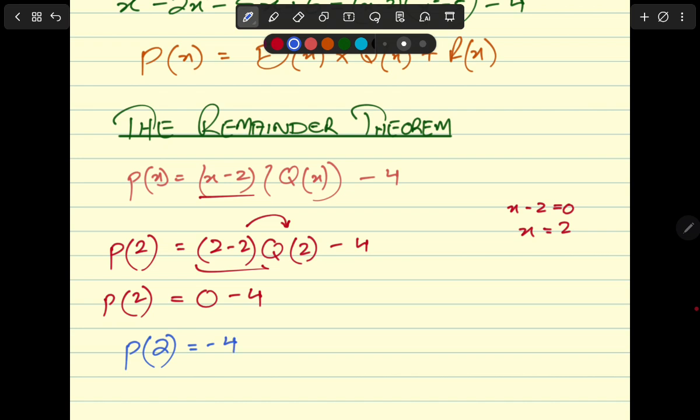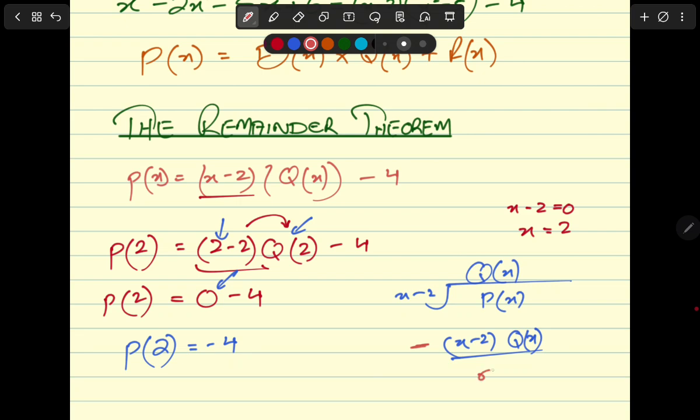Now, this is very interesting. Notice what happened. The quotient disappeared. As you could see, this did not exist here. The entire divisor disappeared because this became a 0, 2 minus 2, and only the remainder survived. So if you were to divide this p of x by x minus 2, you would get some quotient here, and this is going to become x minus 2 times q of x, and once we subtract it, we are going to get a remainder which turned out to be negative 4.